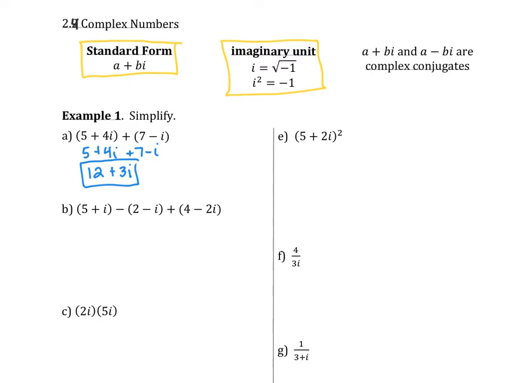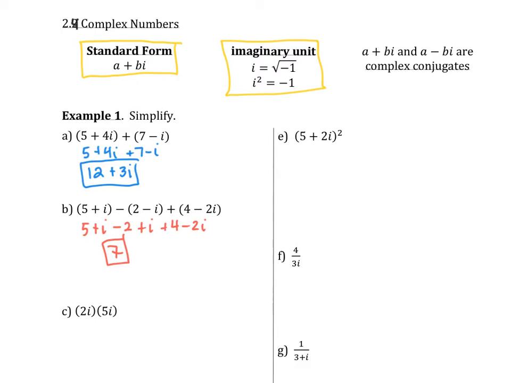The next one, for part B, it's 5 plus i minus 2 minus i plus 4 minus 2i. I'm going to distribute the negative just to get my signs straight. Minus 2 minus i plus 4 minus 2i. And then again, I'm just combining the real and the imaginary components. So 5 minus 2 is 3. 3 plus 4 is 7. i plus i minus 2i. That's 2i minus 2i, which cancels out. So I'm just going to write 7, and it has only a real component. If you wrote 7 plus 0i, that's also fine.